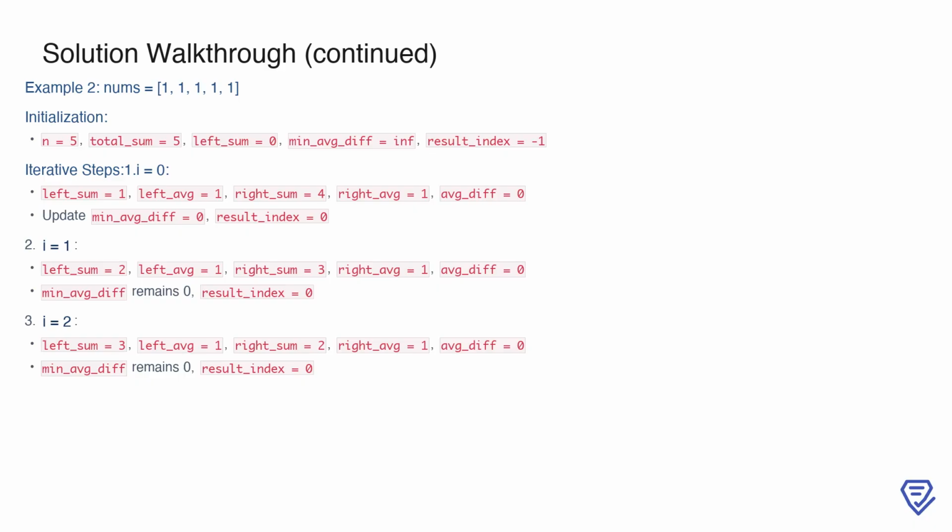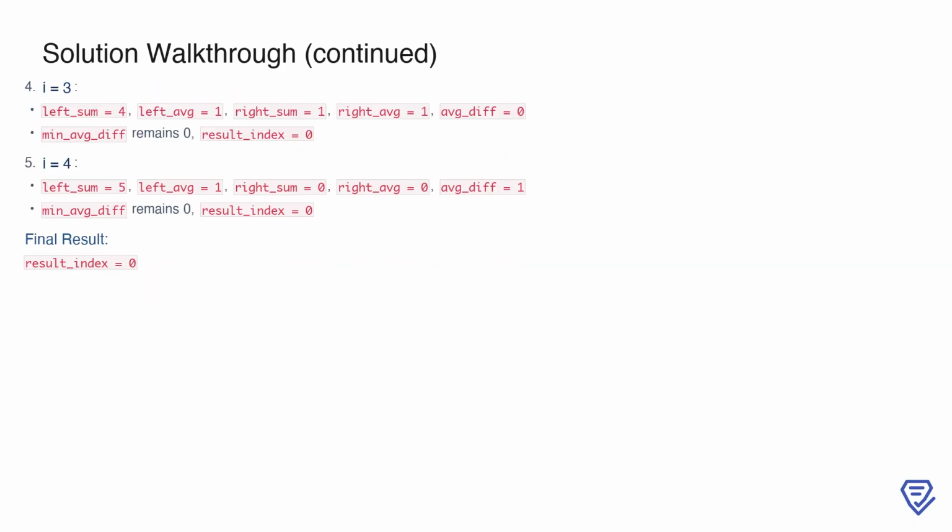For i equals 1, adding nums[1] equals 1 to left_sum gives 2, with a left average of 2/2 equals 1. The right sum becomes 5 - 2 equals 3, and the right average is 3/3 equals 1. The average difference remains abs(1 - 1) equals 0, and no updates are made as the current min_average_diff is already 0.